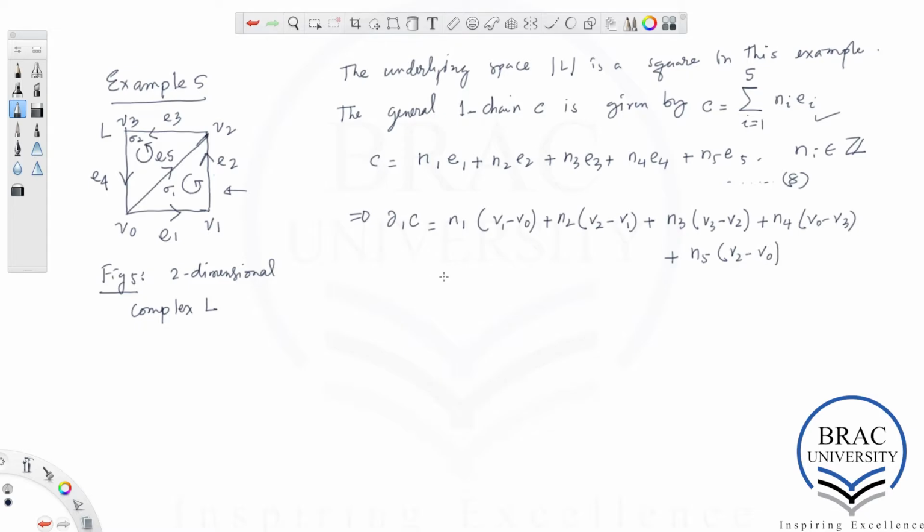Okay, so this can be manipulated to look like the following: N4 minus N1 minus N5 times V0, plus N1 minus N2 times V1, plus N2 plus N5 minus N3 times V2, plus N3 minus N4 times V3. This is our equation number 9.